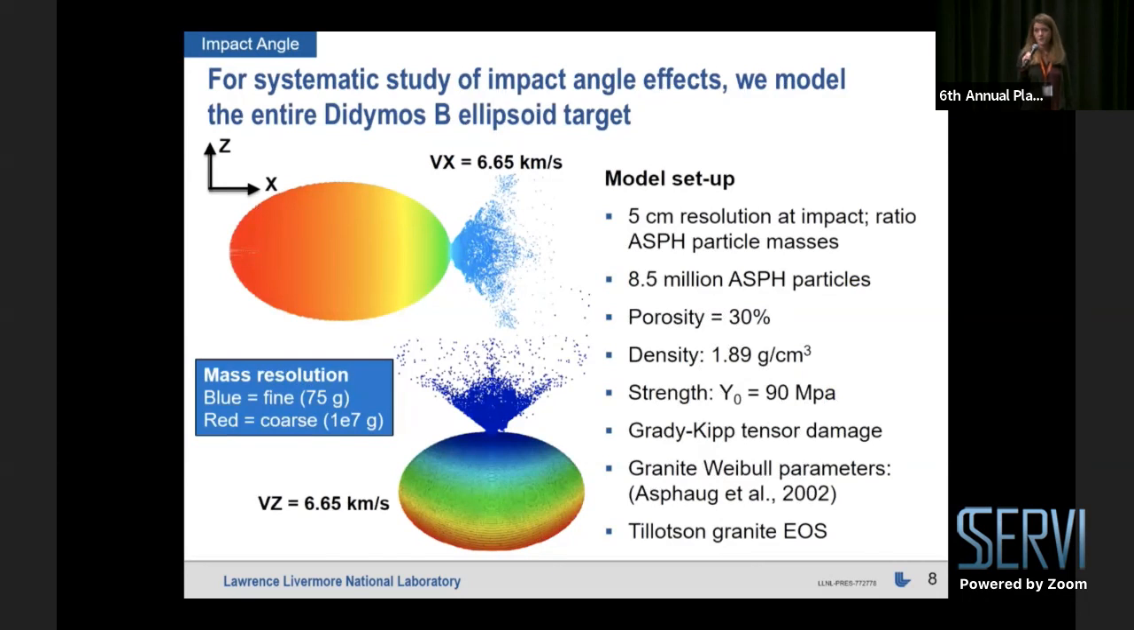Here we've assumed the porosity of Didymos B is 30%. That equates to a density of 1.9 grams per cc or so. We're using Grady-Kipp tensor damage. This is all using granite EOS and granite Weibull parameters for the damage model.